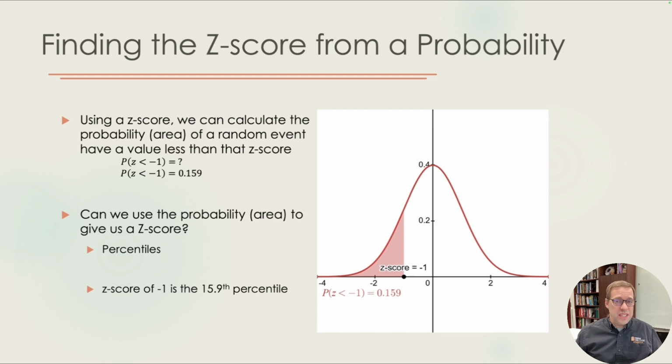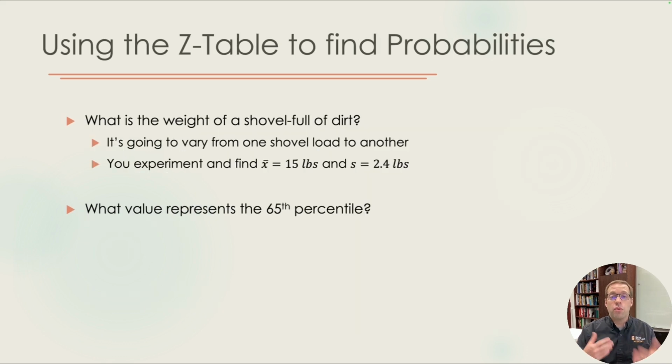Now, we don't usually use z-scores when we talk about percentiles. This usually makes a lot more sense with real values. So let's go to a more realistic problem. We've used this example in previous videos to show how to calculate probabilities given a value. Now we're going to flip it and find the 65th percentile of a shovelful of dirt. Remember this problem? We want to find the weight of a shovel of dirt. We found an average of 15 pounds with a standard deviation of 2.4 pounds. So what value represents the 65th percentile?